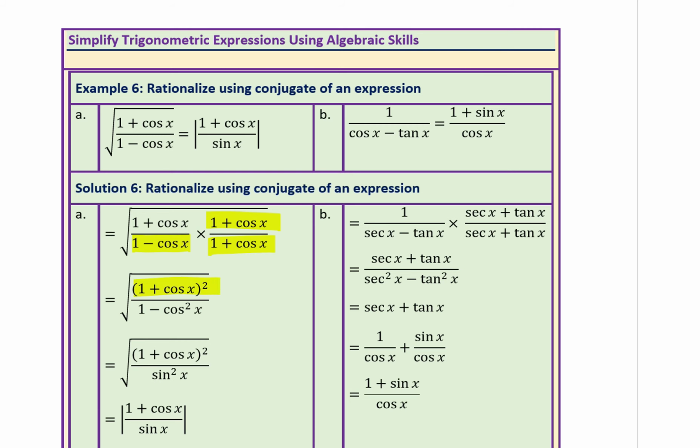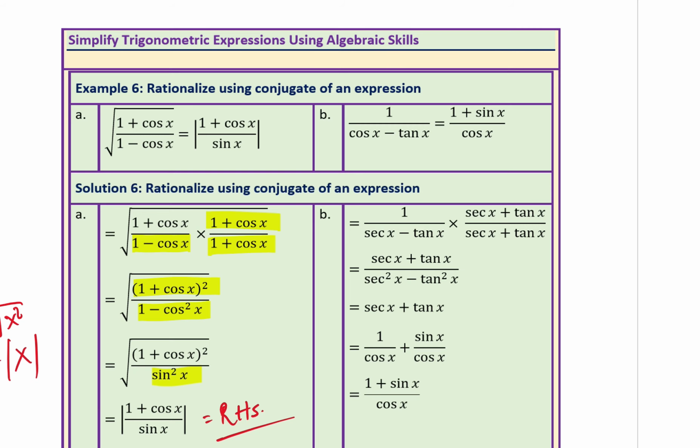Numerator becomes a perfect square. In the denominator, it is difference of squares, but this difference of squares is sine square x. So you get something which is like square root of x square, right? So this is equal to the absolute value. Remember, square root of x square is equal to absolute value of x, and that has been used to write down the result, which is your right hand side. Is that clear to you? So that is how you do it.